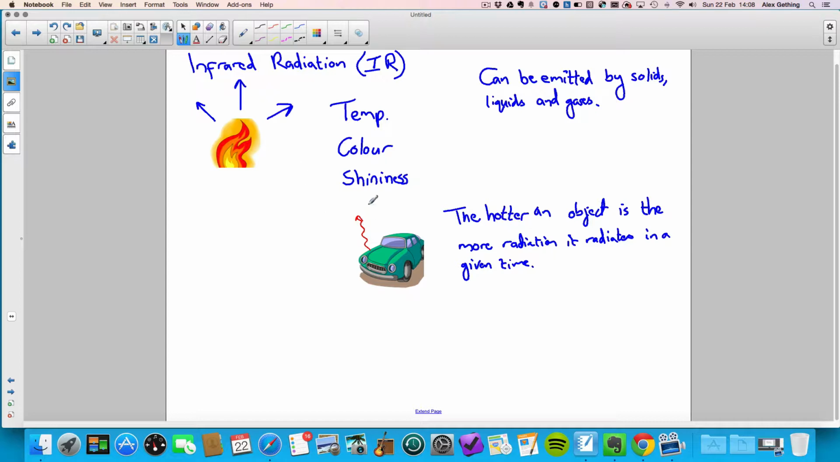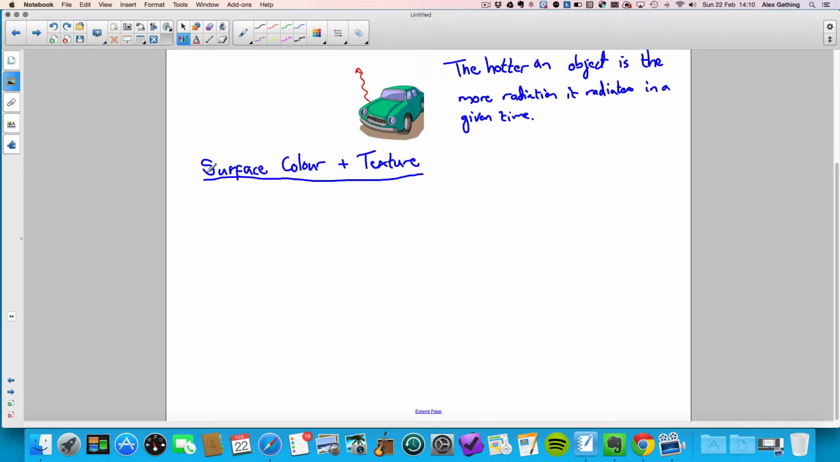It's also important to point out that the car bonnet will also be absorbing infrared radiation from its surroundings, but because it's temporarily hotter than its surroundings, overall it's going to be emitting more infrared radiation than it's absorbing, and I think that's a key point to make. In addition to the temperature of an object, its colour and texture will also influence the amount of infrared radiation that's emitted.